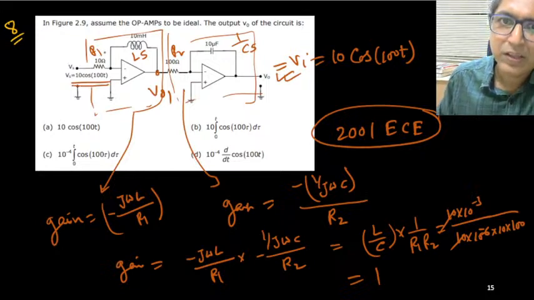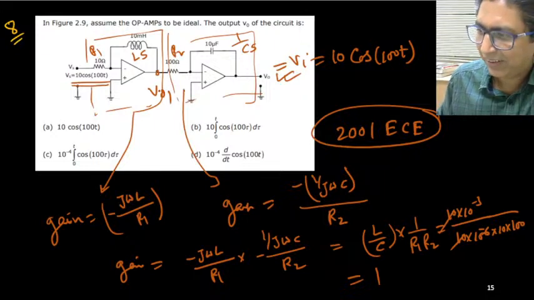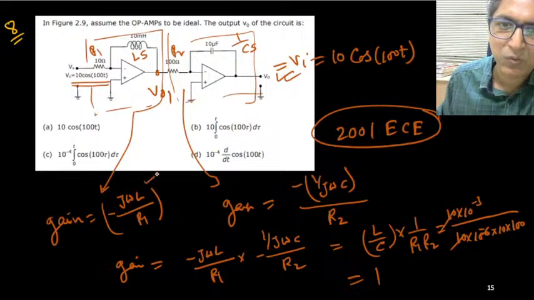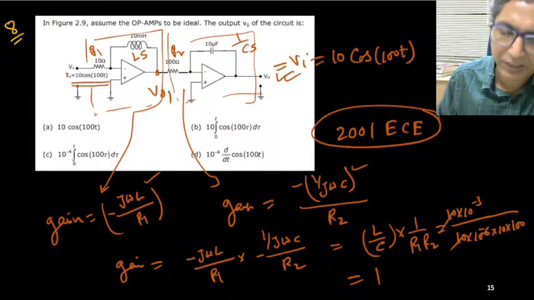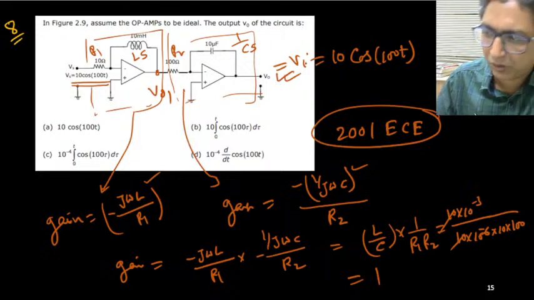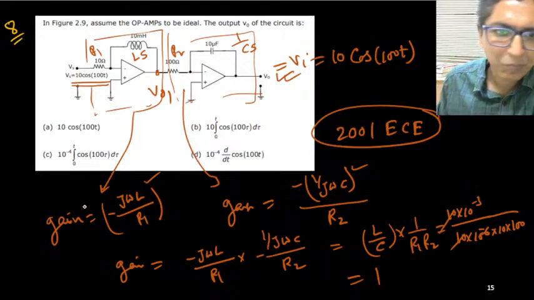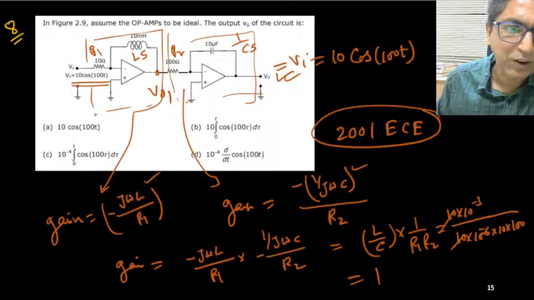What you will do? You will identify the stages. They are cascaded. The first stage, what is the gain for this one? Second stage, what is the gain for this one? Just multiply these two to get the overall gain. Then multiply this gain times the input voltage. This is the output voltage. Now we'll go for the next one, if it is clear to you.